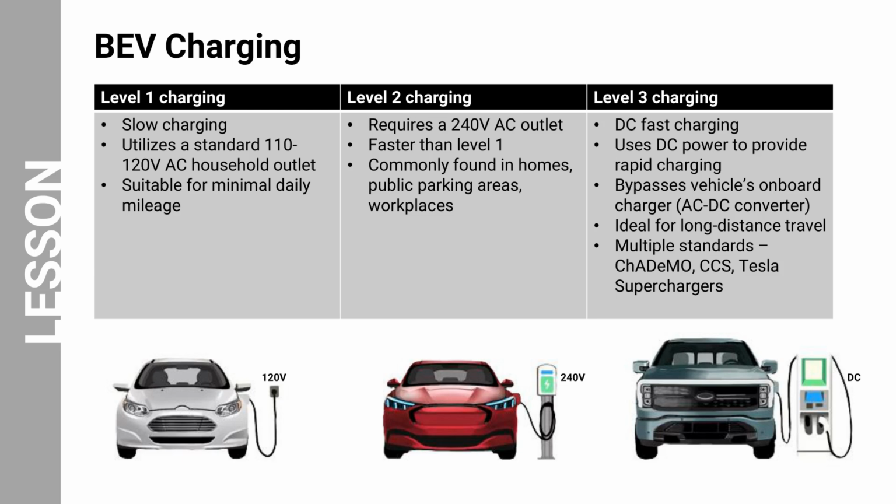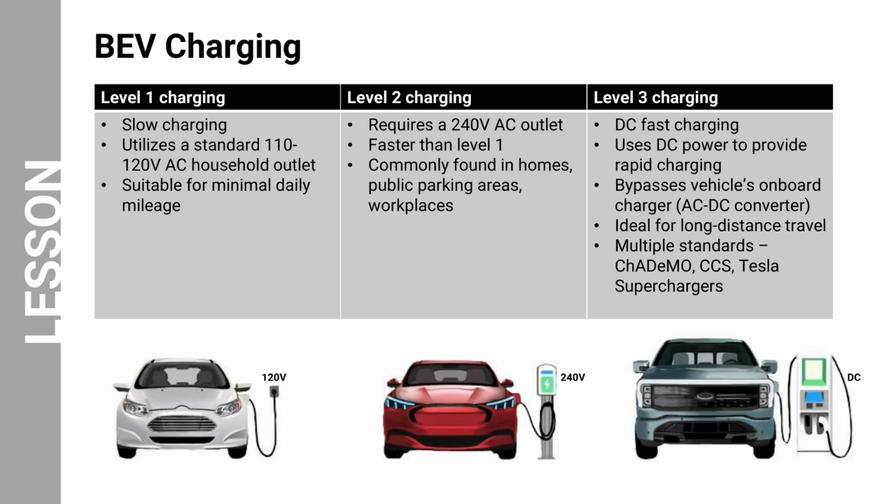Similarly, those residing in homes equipped with Level 2 charging infrastructure can enjoy the convenience of faster charging times, allowing them to quickly replenish their BEV's battery overnight. Overall, Level 2 charging provides a balance between speed and accessibility, catering to the needs of BEV owners in diverse settings. Level 3 charging, also known as DC fast charging, is the fastest option available for BEVs, utilizing DC power to deliver rapid charging capabilities.